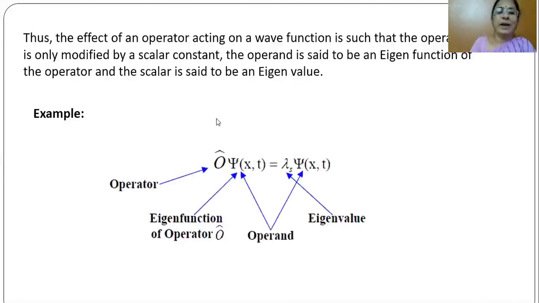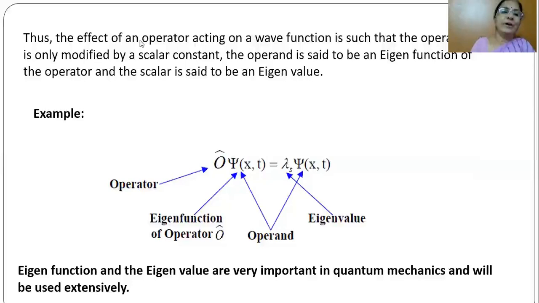In general, we can write like this. Operator O acts on the wave function. So if it is alone, you call it a wave function. When it is acted upon by this operator, then the wave function is called operand. So this operator acted on this operand and produced a result lambda psi of x, t. The same operand has appeared in the result but modified by a scalar constant lambda. So now you can identify the operator is O. The eigenfunction of the operator is psi of x, t. Why do you say eigenfunction? Because after the act of the operator on the wave function, you are getting the result, and the result also has the same function. So operand becomes an eigenfunction and the scalar constant is eigenvalue.